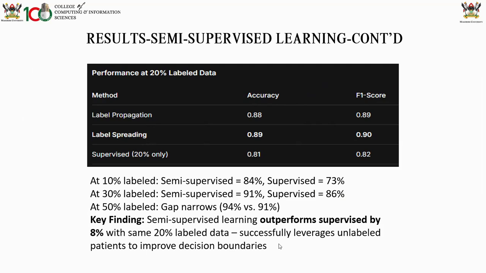We see that at the 10% level, semi-supervised learning gives us an accuracy of 84%, with supervised learning at 73%. Then at the 33% level, semi-supervised accuracy is 91%, and supervised is 86%. Then at 50% labeled, we see a narrow gap, that is 94% versus 91%. And our key finding in this case is that semi-supervised learning outperforms supervised by 8% with the same 20% labeled data, successfully leveraging unlabeled patients to improve decision boundaries.